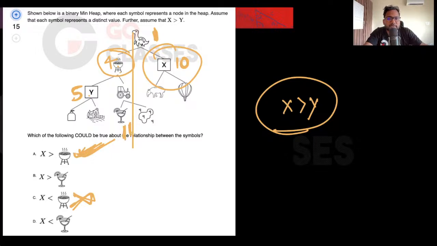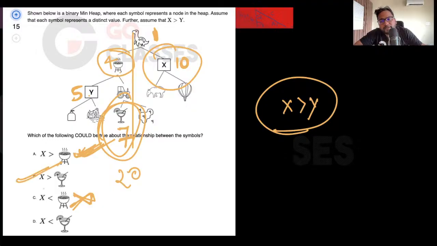Since this is a min heap, it can be even the maximum number. This can be greater than x. There is no harm; x is greater than y, that is getting satisfied. It could be 6 also, or maybe 7, 8 also. Could be 20 also, right? So that is why this could be true and this could be true.